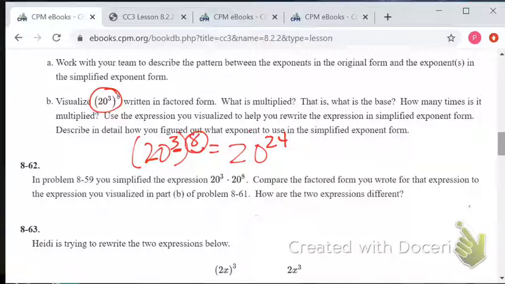Okay, so how did you get that? Think about that as you look back: how did I get 20 to the third power to the 8th power and get your final answer as 20 to the 24th power? Okay, hopefully you can come to that conclusion yourself. Okay, let's move on to 8-62.